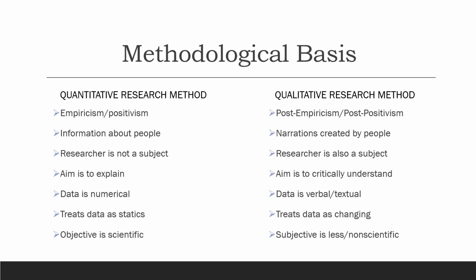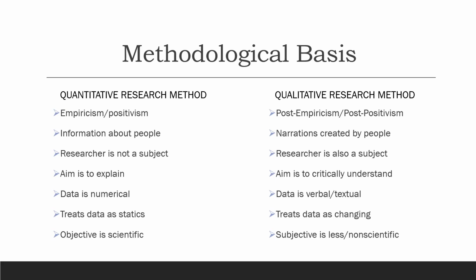Then in the quantitative research method, the researcher is not a subject of his research. There goes the dualist approach, which means researcher and participants are separate. And in the qualitative research method, the researcher is also a subject, which goes with the non-dualist approach. Then the aim of the quantitative research method is to explain, which means the researcher is the agent of knowledge, whereas the qualitative research method aims to critically understand, where both researcher and participant are agents of knowledge.